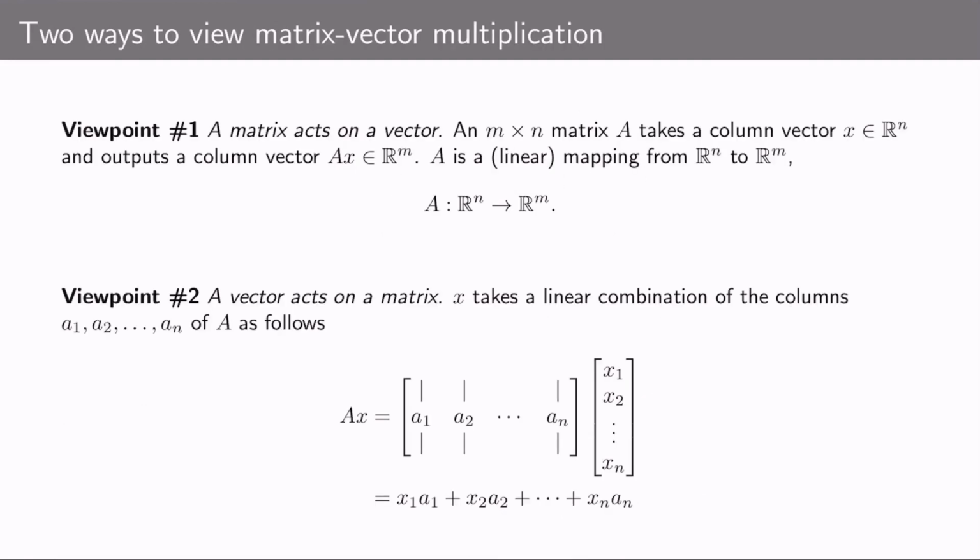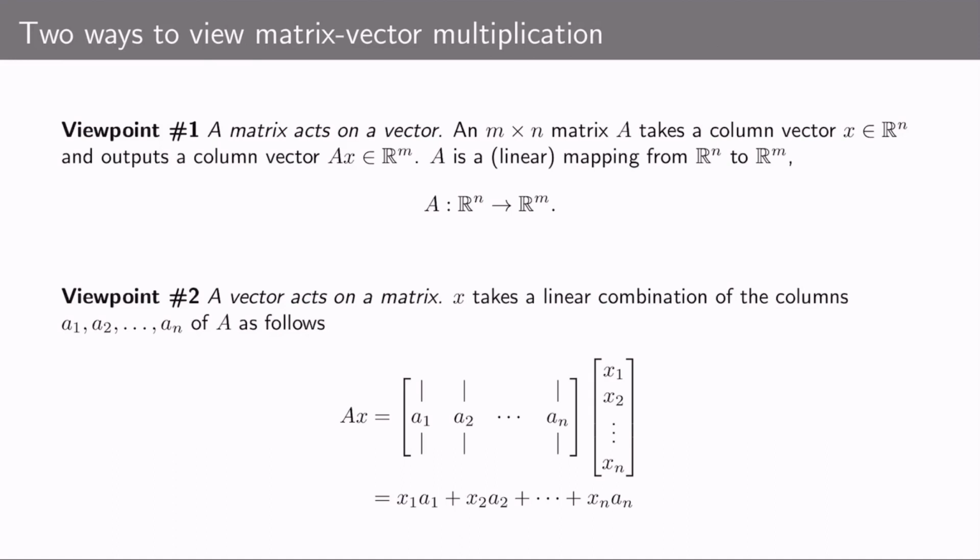I probably don't have to tell you that matrix vector multiplication is important. And so what I'd like to do is spend a moment to point out two viewpoints, two ways of thinking about matrix vector multiplication that will be useful in different contexts. So first, viewpoint number 1. And that viewpoint is that a matrix acts on vectors.